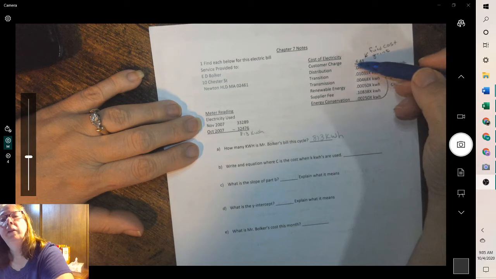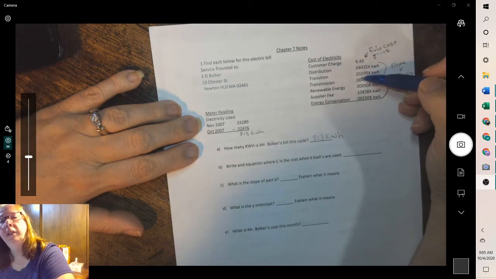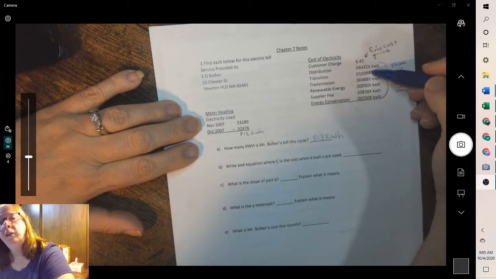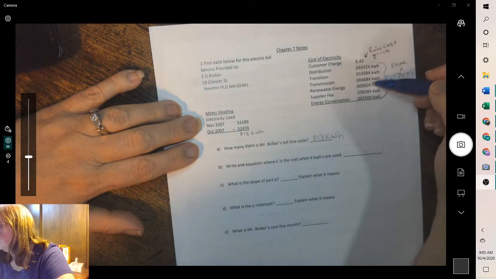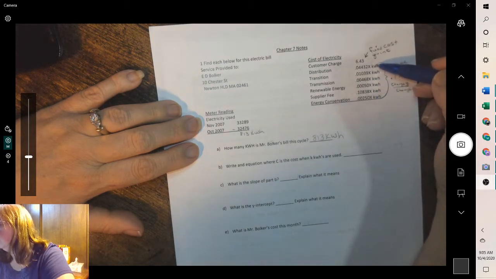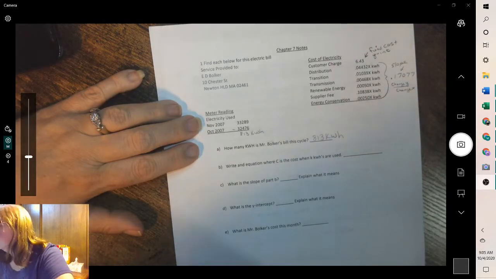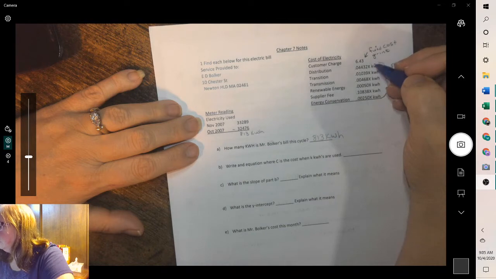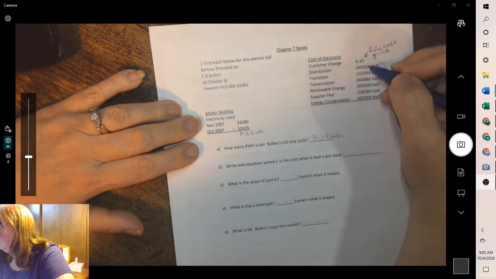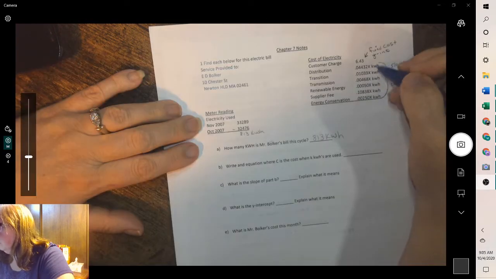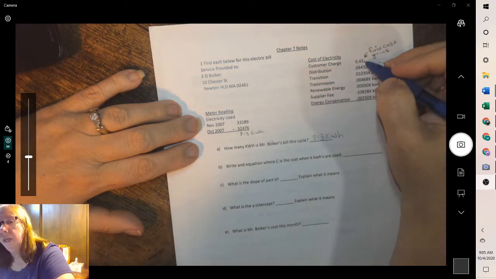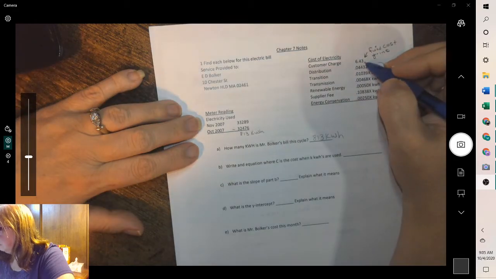Over here, there's your customer charge. And then notice all the other fees that come with it. They all say times the kilowatt hours. So these ones are a rate of change. They're our slope because they all depend on how many hours we used. We used 813. Where this one is a fixed cost, it is not times the kilowatt hours. So even if we use no electricity, we're still paying $6.43. So this is a fixed cost.